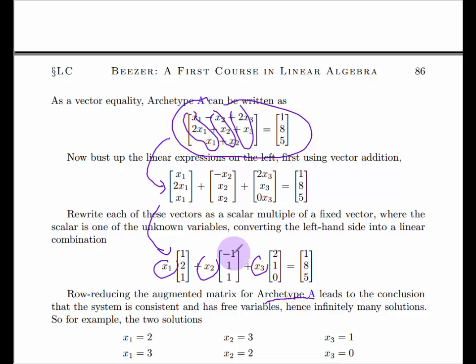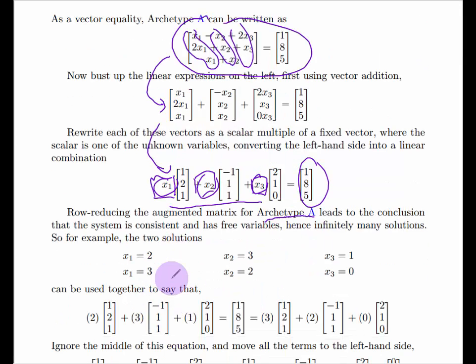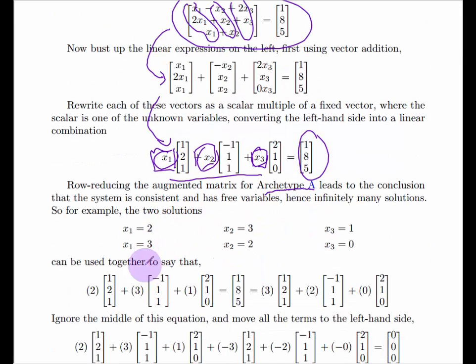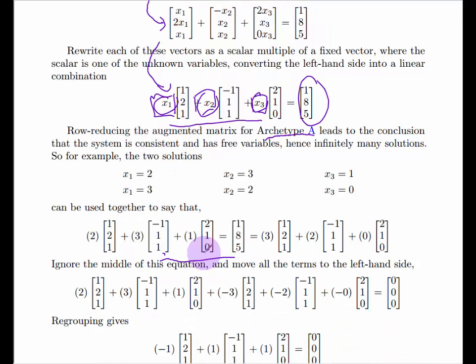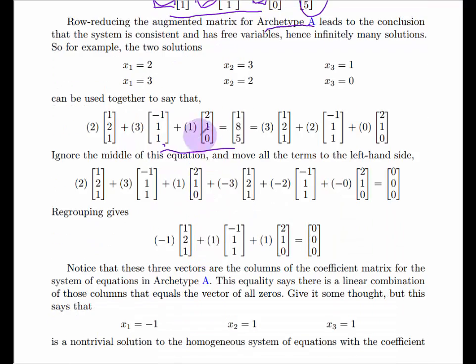Okay. And it turns out in archetype A that there are infinitely many solutions. So in fact, there are infinitely many choices of these coefficients that produce a linear combination that give us this vector. Okay. So here are some different possibilities for coefficients, and you can check this out that this actually works.